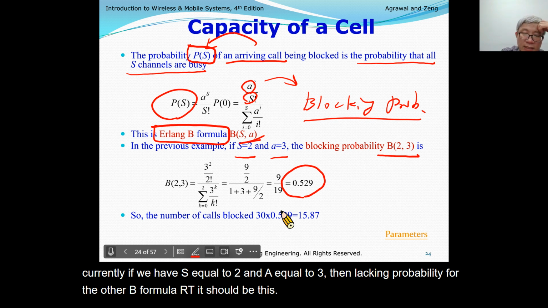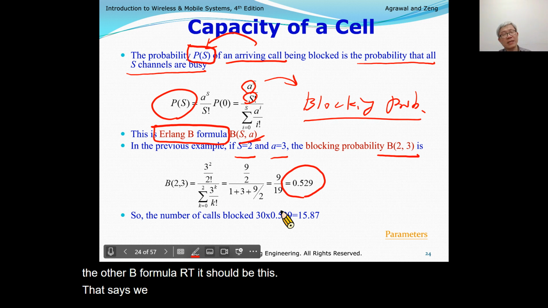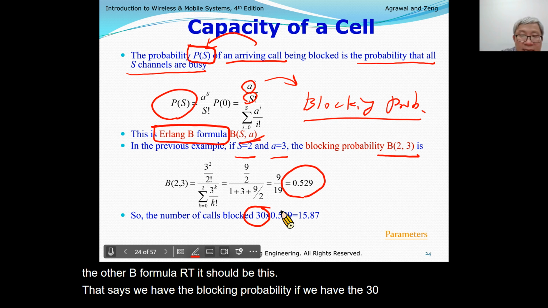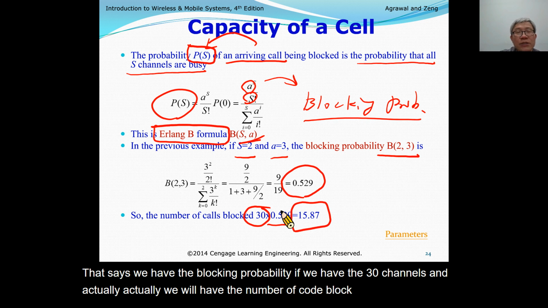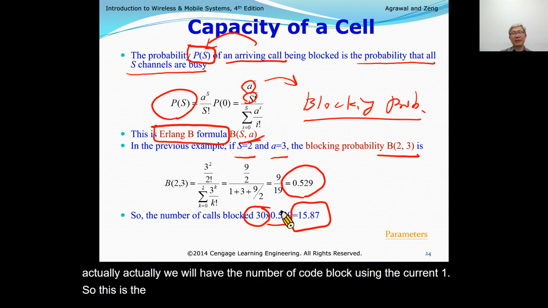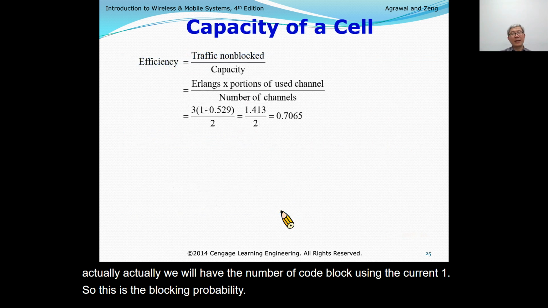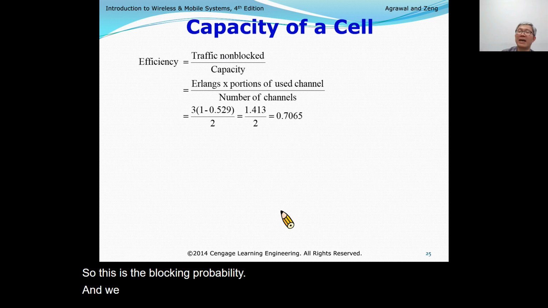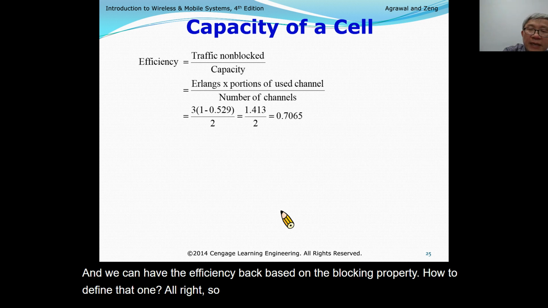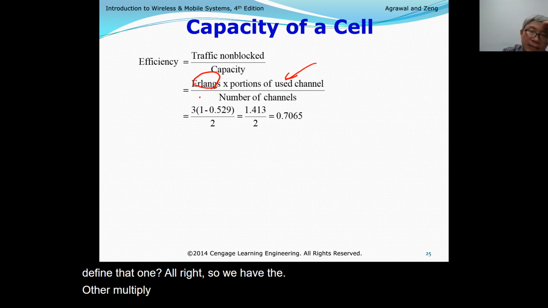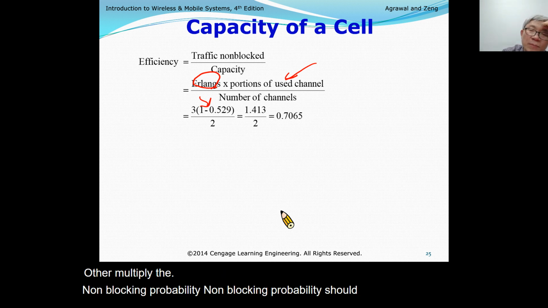That says we have the blocking probability. If we have the 30 channels, actually we will have the number of codes blocked using the current one. So this is the blocking probability. And we can have the efficiency based on the blocking probability. How to define that one? We have the Erlang multiplied by the non-blocking probability. Non-blocking probability should be 1 minus the blocking probability.